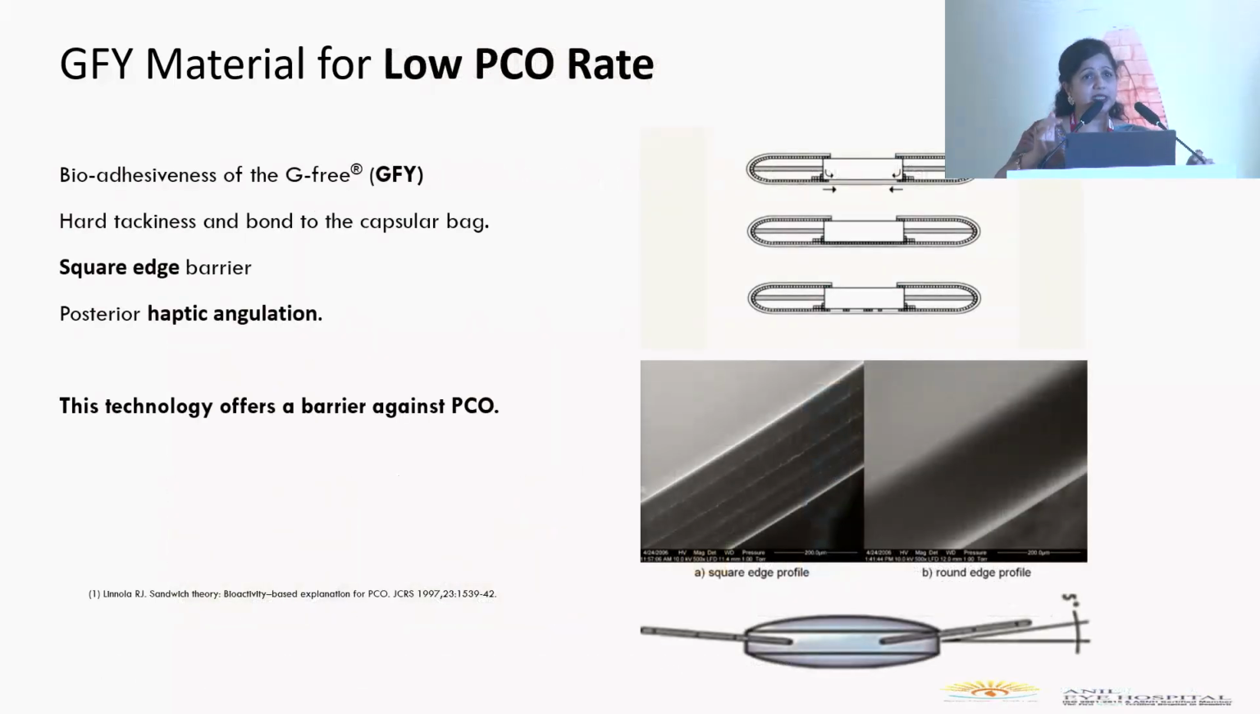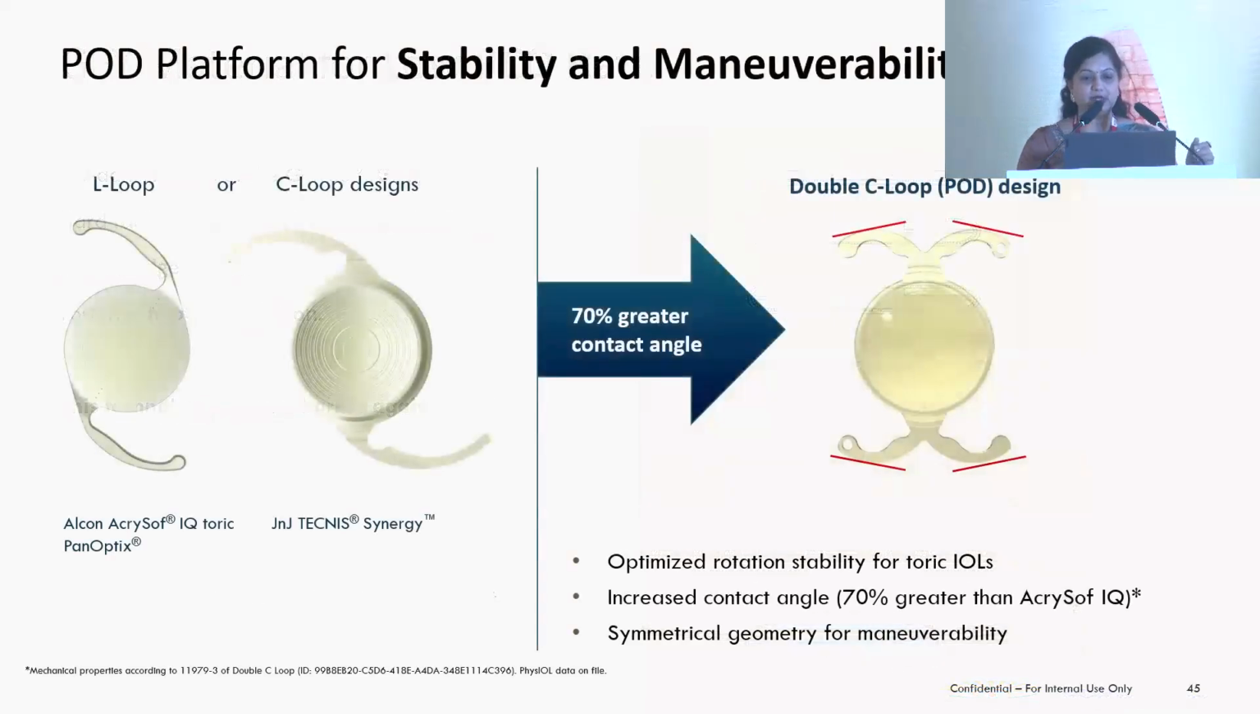Again, what is important is a very low PCO rate, because in multifocal IOL patients, you know that even a very early PCO can suddenly cause a drop in the contrast sensitivity. But this lens actually has a square edge barrier with a posterior haptic angulation, and this technology helps to act as a barrier against the PCO.